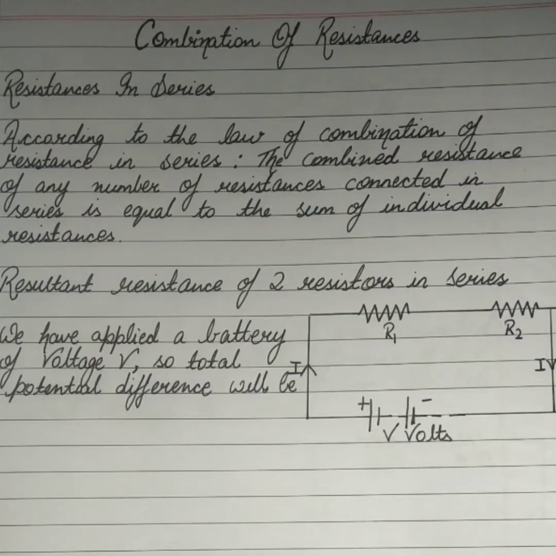Hello students, in today's lecture we will be talking about combination of resistances. So, the current in a circuit depends upon two things, that is the potential difference of the circuit and the resistance of the circuit. We can combine the resistance in two ways.